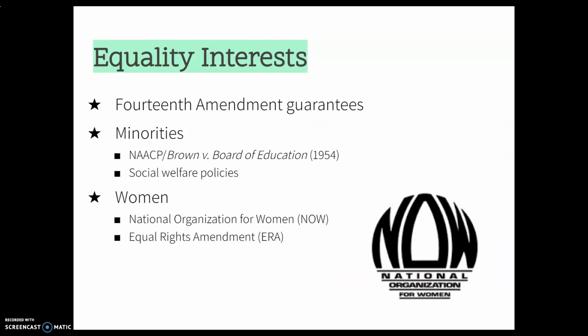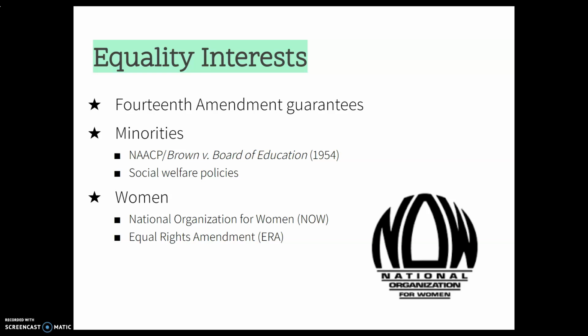Equality interests are interest groups that are looking to guarantee 14th Amendment protections of due process and the Equal Protection Clause. They organize to protect and represent minority interests in society. The NAACP, the National Association for the Advancement of Colored People, is one of the oldest equality interest groups, and it's been around since the early 1900s. They use the courts predominantly to fight for enforcement and equality.